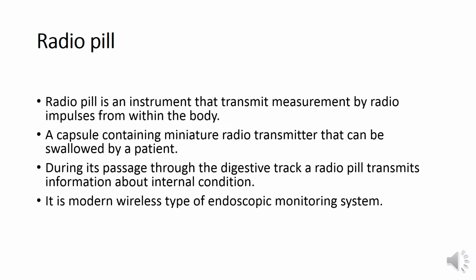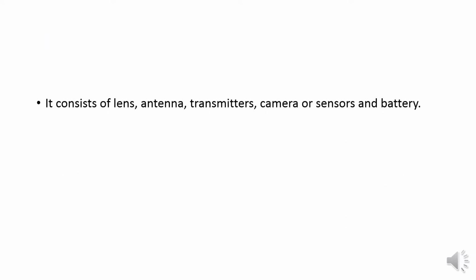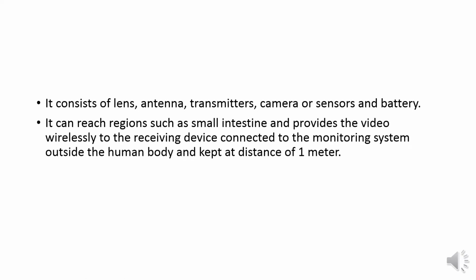In a modern wireless endoscopic monitoring system, the radio pill is a small capsule-shaped electronic pill that can be swallowed by the normal patient. It mainly consists of a lens, antenna, transmitter, camera, sensors and battery. Based upon this, we have each region.